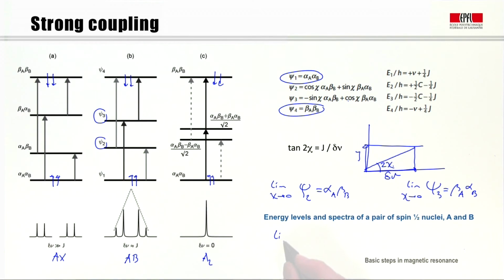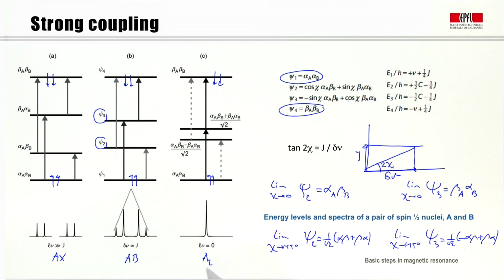It's therefore interesting to see the limit when xi goes to 45 degrees. We see from this equation that the cosine and the sine become equal, and so if we take that function, then it's just 1 over square root of 2 (alpha beta plus beta alpha). Likewise, the limit for xi going to 45 degrees, so this is still the case where this J coupling is much larger than the difference in chemical shift, the other function goes to 1 over square root of 2, and here we have (minus alpha beta plus beta alpha).